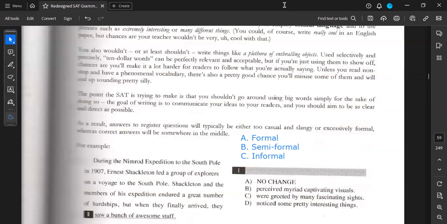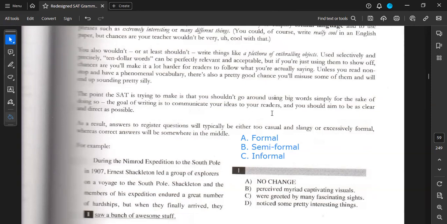does any of them sound somewhat casual? "Notice some pretty interesting things" sounds somewhat casual. Even just the word "pretty" is very casual, unless maybe you're proposing to your girlfriend, then it's a serious word, man. No jokes on that one.